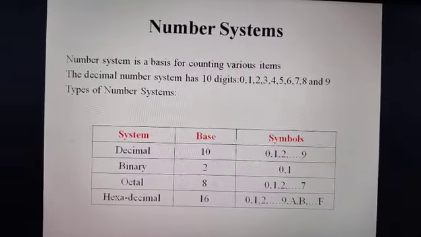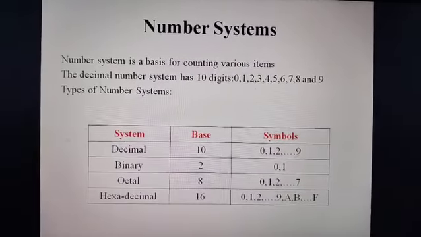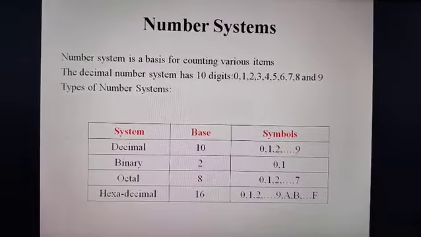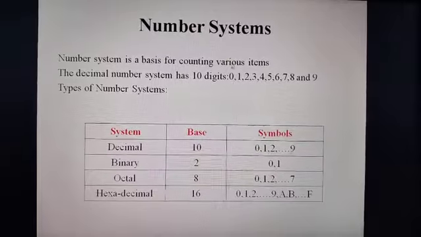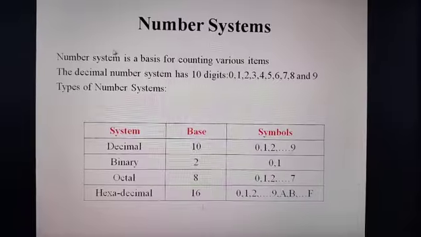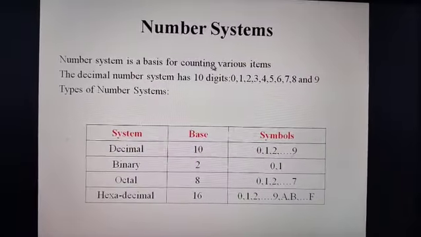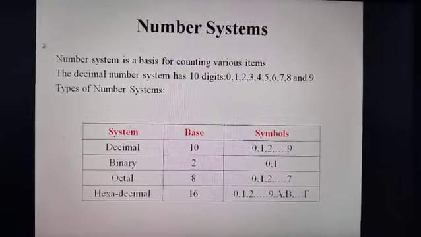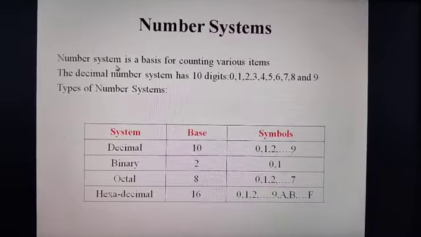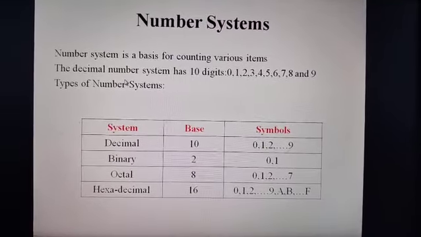What does number system mean? It is the process of converting or counting various items into a number. How we are counting these items into a number system, that's what we are going to see further.